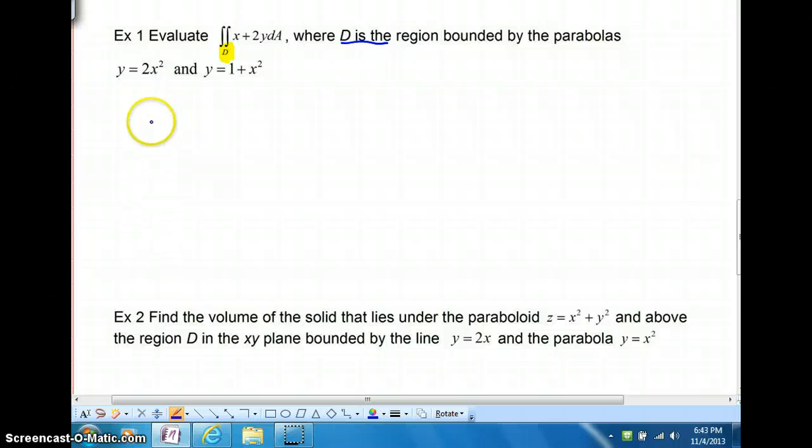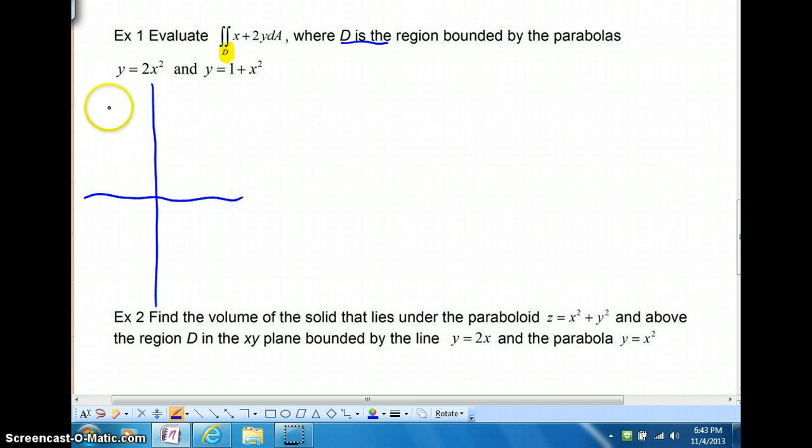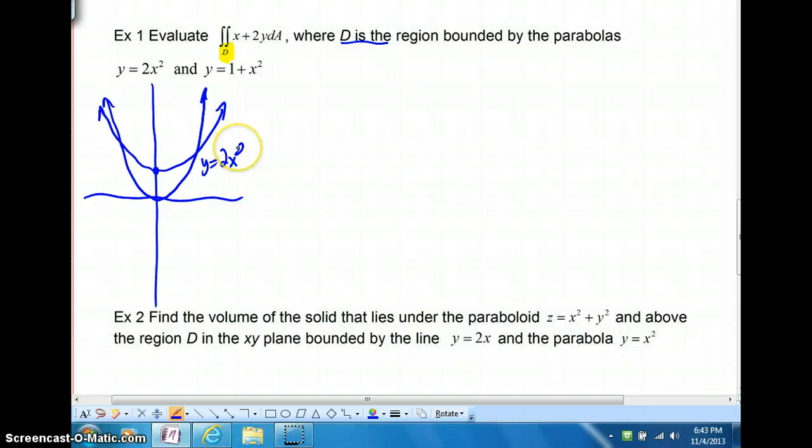And D is bounded by two parabolas. We have 2x squared that's going to have a vertex at the origin. Y equals 2x squared. We also have 1 plus x squared, that would be over here. And you might guess that those two curves are in fact going to intersect. You can see that 2x squared is going to be a lot more narrow than what we'd have for a 1 out in front of x squared.